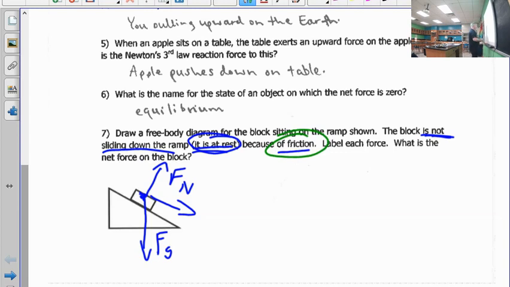So that's another way I want you to be thinking about this sometimes. If we know there's no motion, then we know all the forces are canceling each other out. And that'll help you a little bit with the direction sometimes with friction. Good job, guys. Good job.